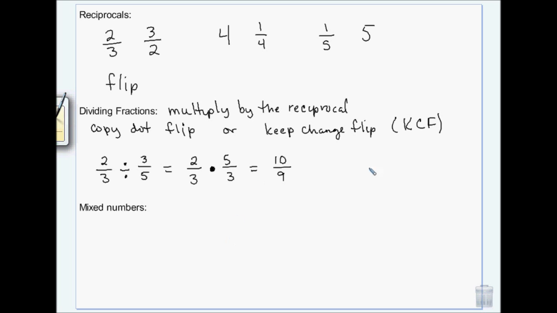And then they follow the same rules. If I have a negative or 2 negatives, I'm going to copy, dot, flip, and then I'm going to get positive 4 because negative times negative is positive.